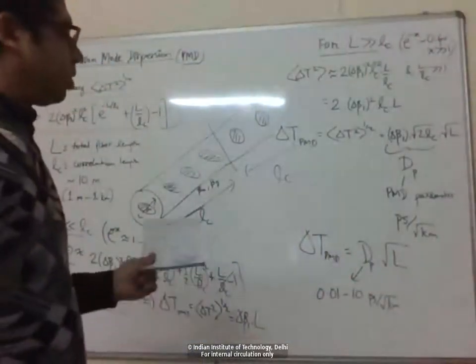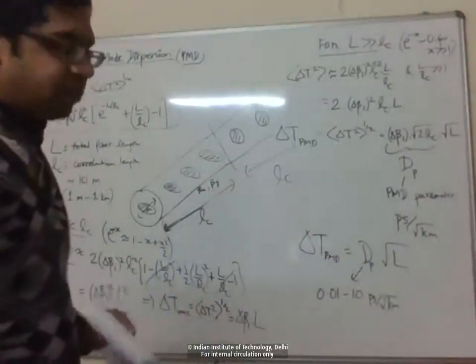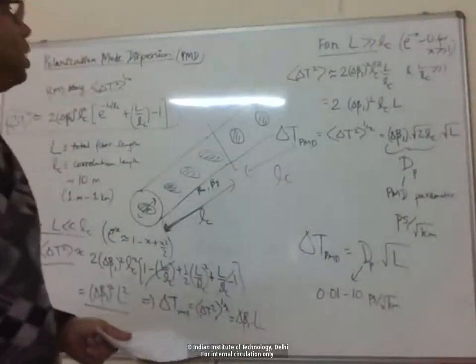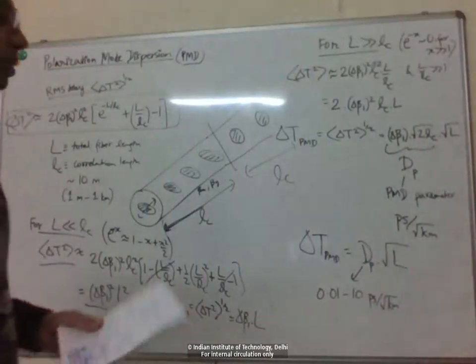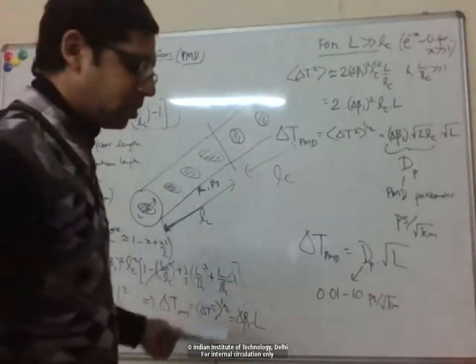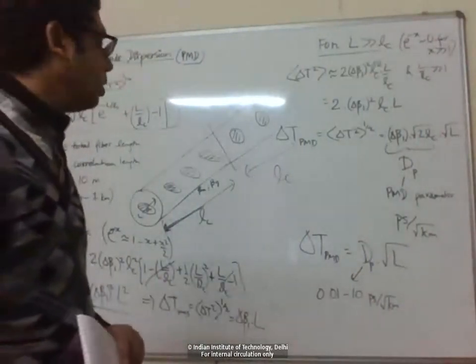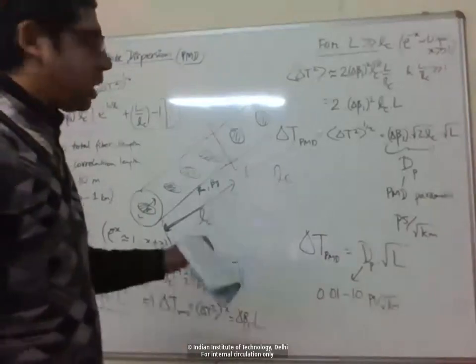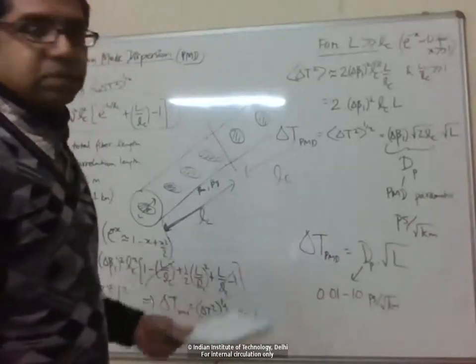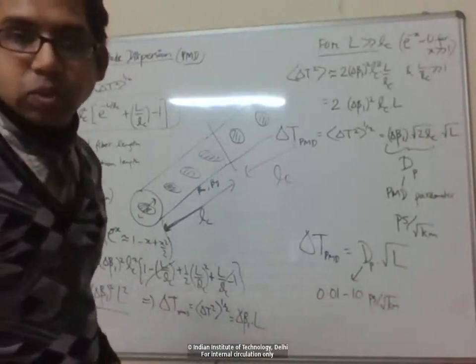So PMD is sort of a smaller effect than chromatic dispersion, and people worry about it once you've compensated for the chromatic dispersion. Then you start worrying about polarization mode dispersion, and whether you can compensate for that too.